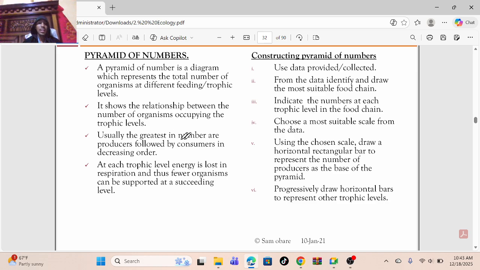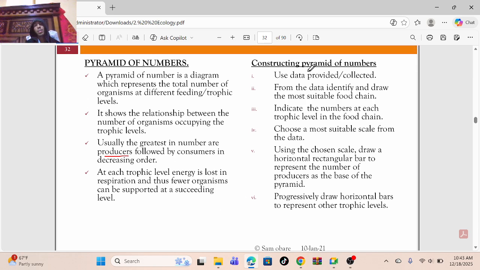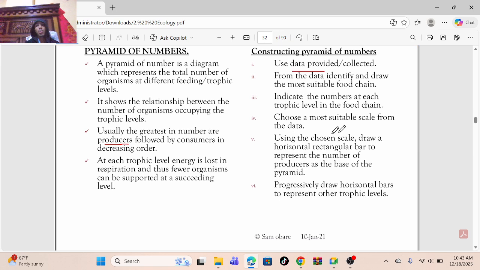Usually the greatest in number is the producer. Producer ndio inakuwa greatest because energy inakuwa lost as trophic level inaenda. So construction of the pyramid, how do you construct? Use the data provided, then after that you choose the most suitable scale.